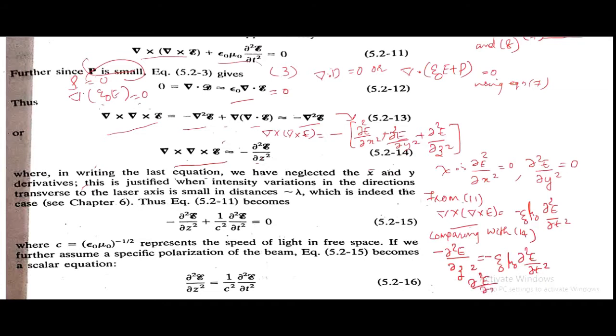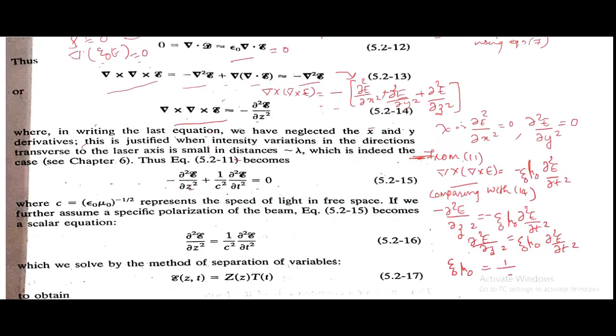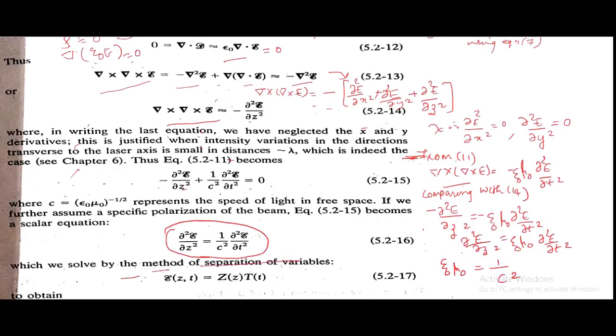∂²E/∂z² = ε0 μ0 ∂²E/∂t², where ε0 μ0 is 1 by c square. On substituting that value we get ∂²E/∂z² = (1/c²) ∂²E/∂t². By the method of separation of variables, here LHS is a function of z and RHS is a function of t. So we can write E(z,t) = Z(z) T(t).